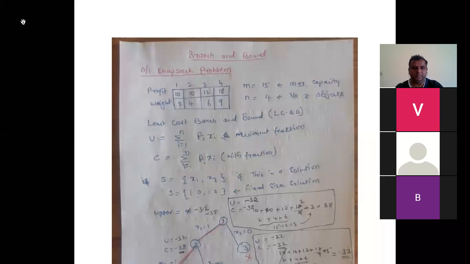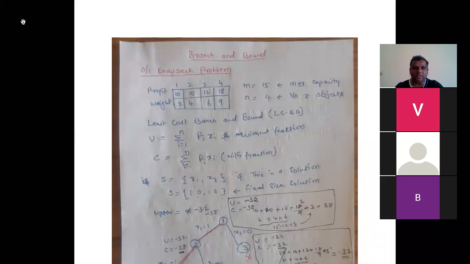In the last session, we discussed the 0/1 knapsack problem using the branch and bound technique. In branch and bound, there are 3 approaches to solve the 0/1 knapsack problem. One is least cost branch and bound, then first in, first out branch and bound, then last in, first out branch and bound.